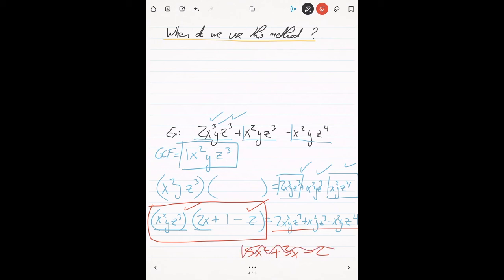Instead, we can use this technique only when there is a GCF available. This method works when there is something in common with all of the terms. So, when do we use this method?